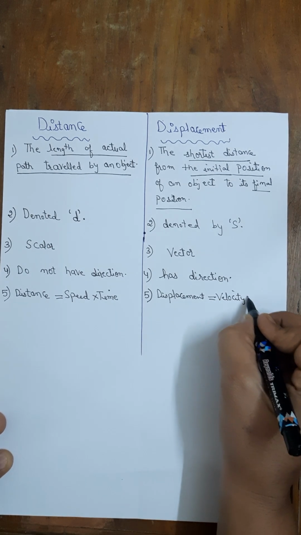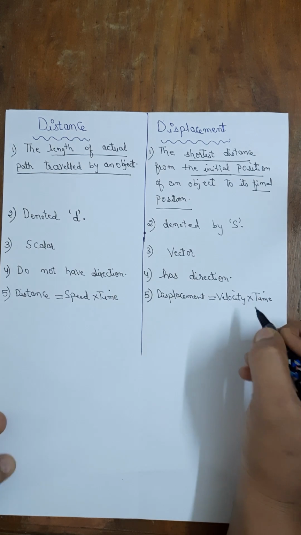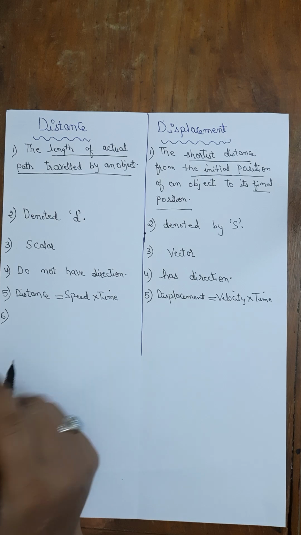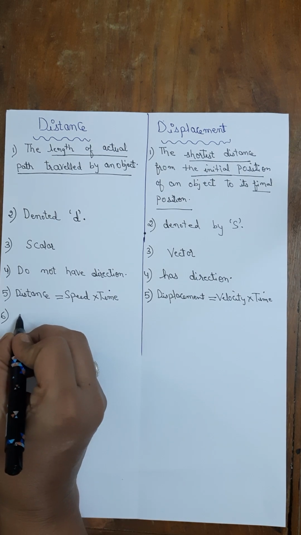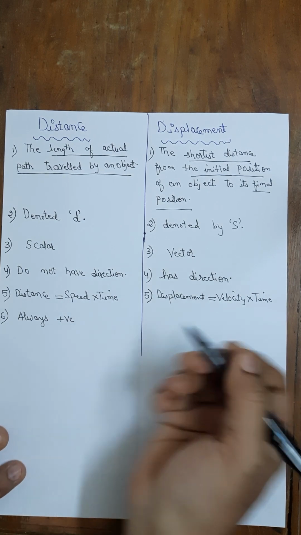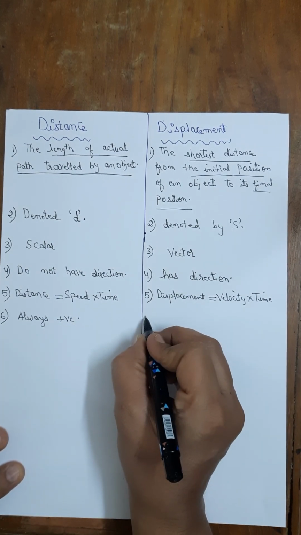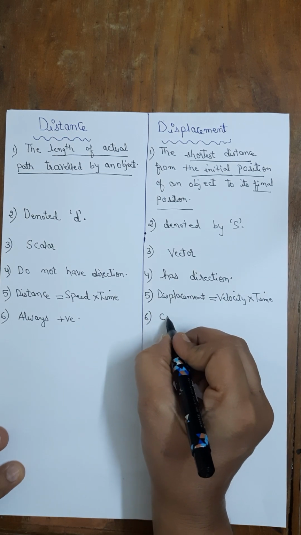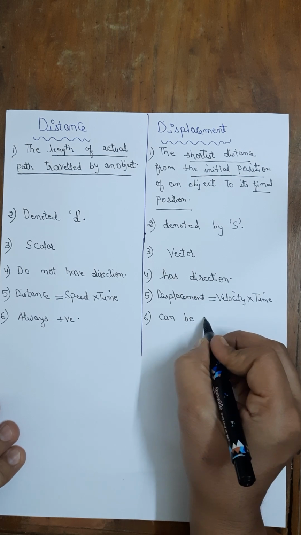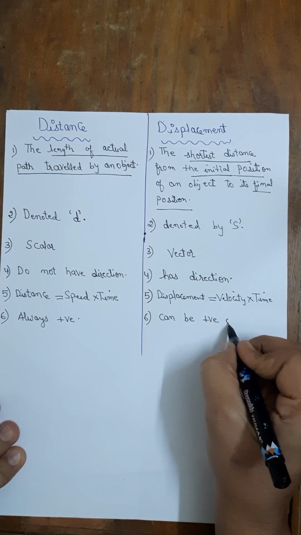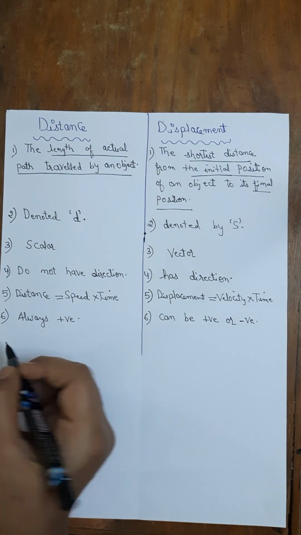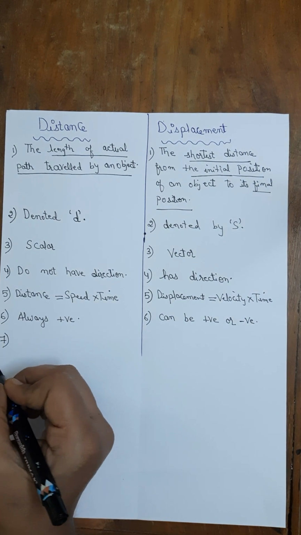Displacement is nothing but velocity into time. One more point you can add is distance is always positive, whereas displacement can be positive or negative.